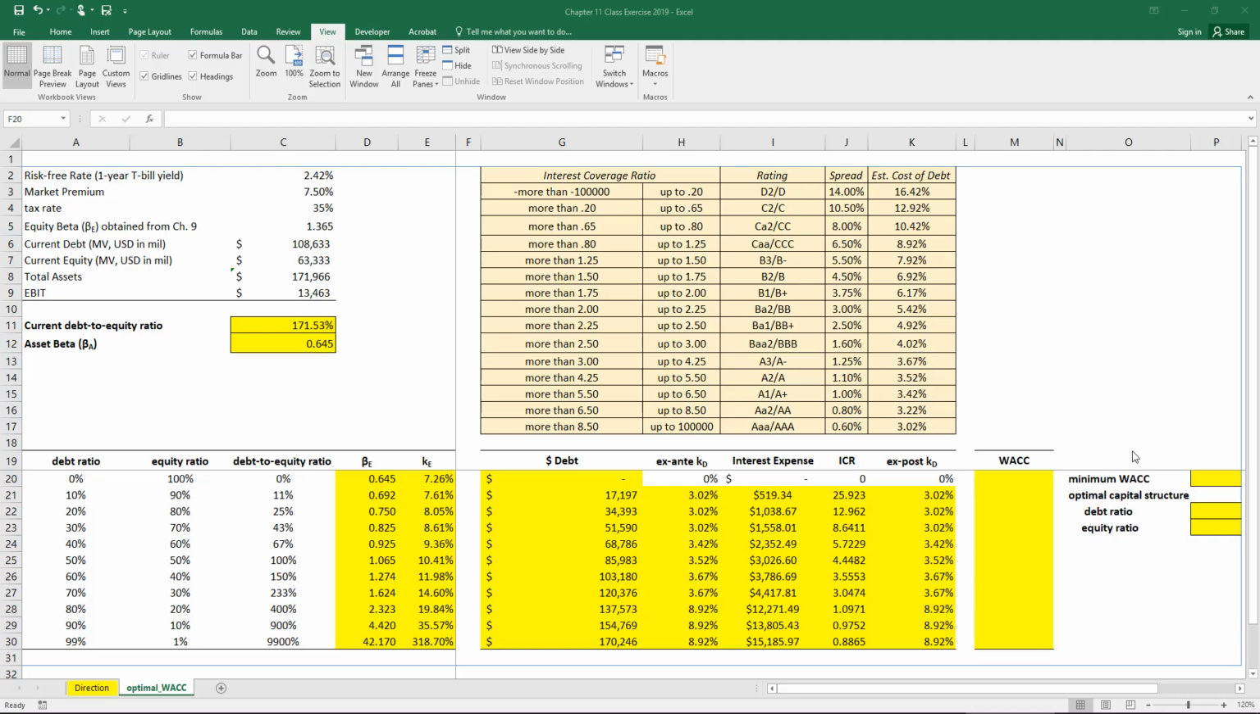Now the last part of this chapter is to finally just compute the weighted average cost of capital across different debt and equity ratios. So you will use the formula introduced in the PowerPoint slides. Okay, so debt ratio times cost of debt. You can use either ex ante or ex post because they are basically the same thing. So I'm going to use ex post.